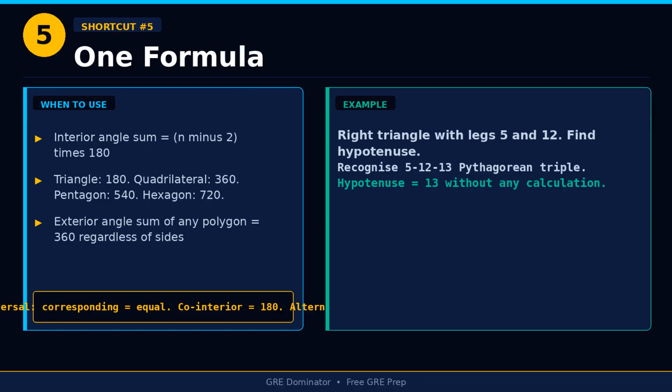Polygon angle sums. The interior angle sum of any polygon with n sides equals n-2 times 180 degrees. Triangle, 180. Quadrilateral, 360. Pentagon, 540. Hexagon, 720. The exterior angle sum of any convex polygon is always 360 degrees, regardless of the number of sides. For regular polygons where all sides and angles are equal, each interior angle equals the total interior sum divided by the number of sides. A regular hexagon has each interior angle equal to 720 divided by 6 equals 120 degrees.